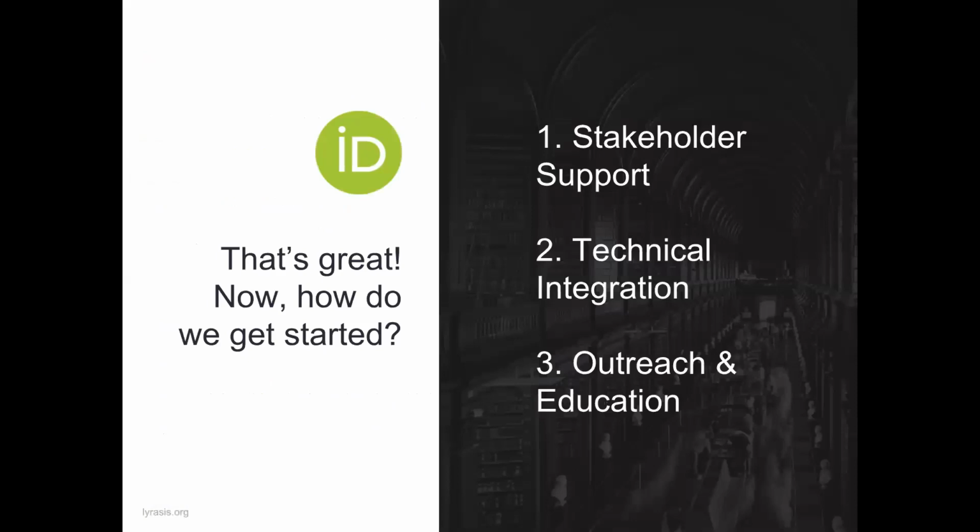So this sounds great, right? So how do we get started? There are three main things to think about as you begin to plan ORCID activities at your institution: stakeholder support, technical integration, and outreach and education. Generally, the stakeholder support should happen first, but technical integration and outreach can be overlapping, cyclical, and iterative activities that expand and improve over time.